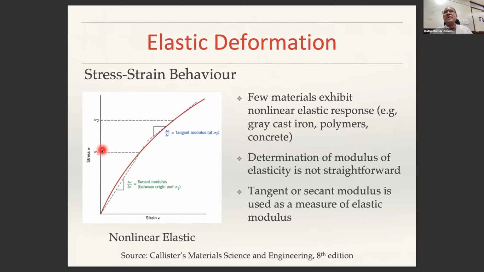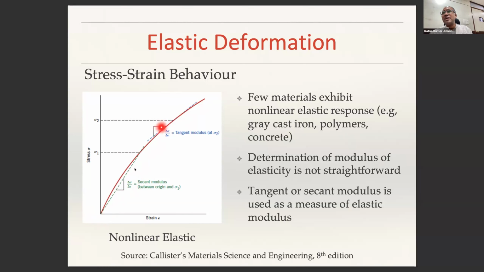Or there is another way, something called secant modulus. If you are looking at sigma 1, you draw a line between the origin and sigma 1. The slope of that line is called secant modulus. If you want to report secant modulus at sigma 2, you draw a line from the origin to sigma 2, and that slope will be called secant modulus at sigma 2. So as you can see, the slope will be changing depending on which point you are measuring. That is why it is called a nonlinear elastic material.